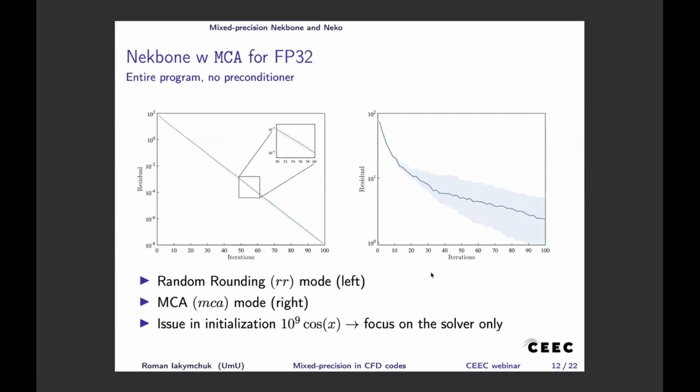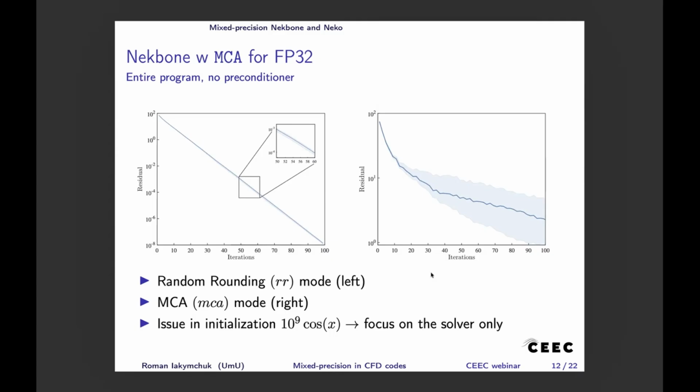Then we were very optimistic and decided, okay, let's switch everything to single precision and see how it performs. On the left, you can see that we try to test the MCA backend, and we try two modes, a light one and a more rigorous one. On the left there is the lighter one, and you can see that it seems to be good.